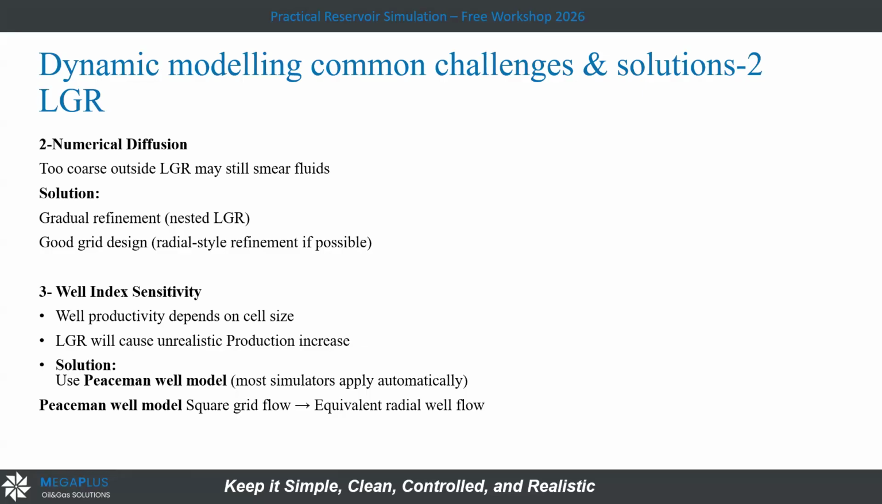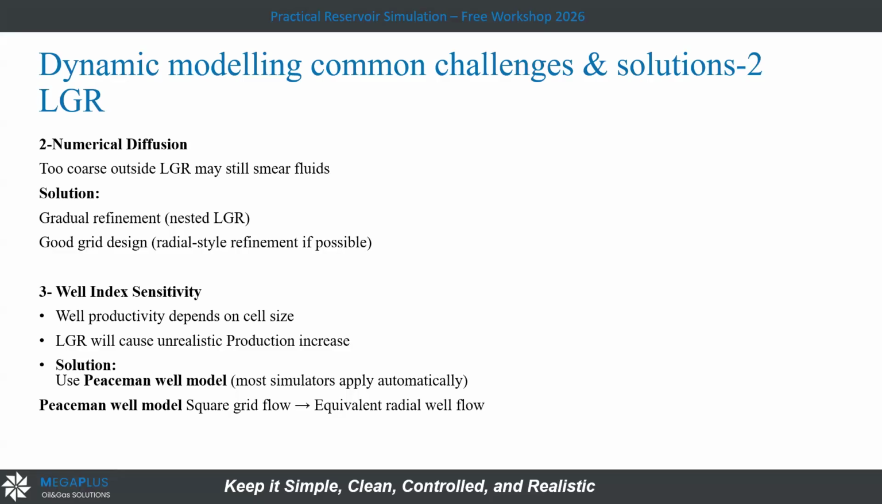If I made the cell refinement, the well will produce from a lot of cells. This can give a behavior of production more than the real one. So I have to make something as the cells.